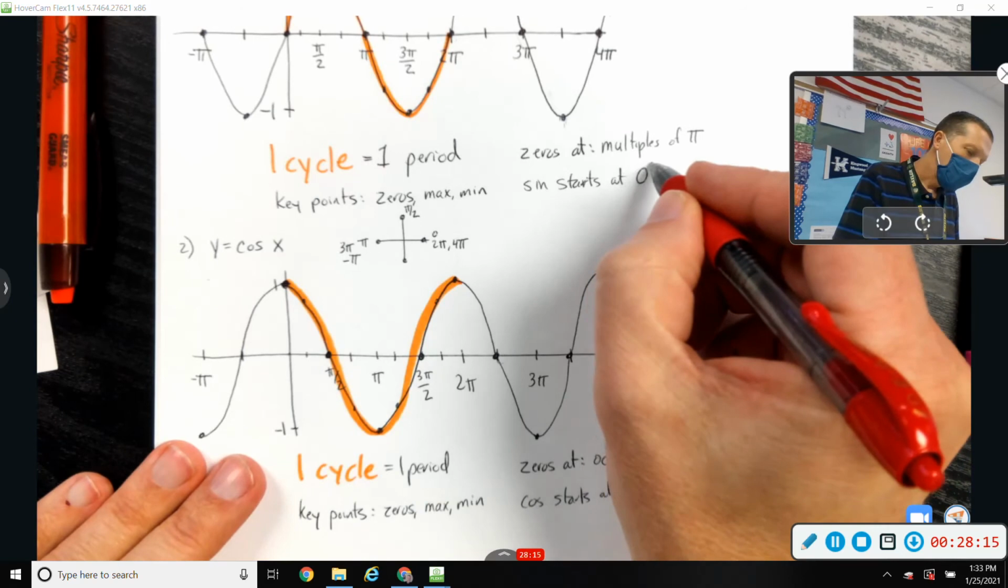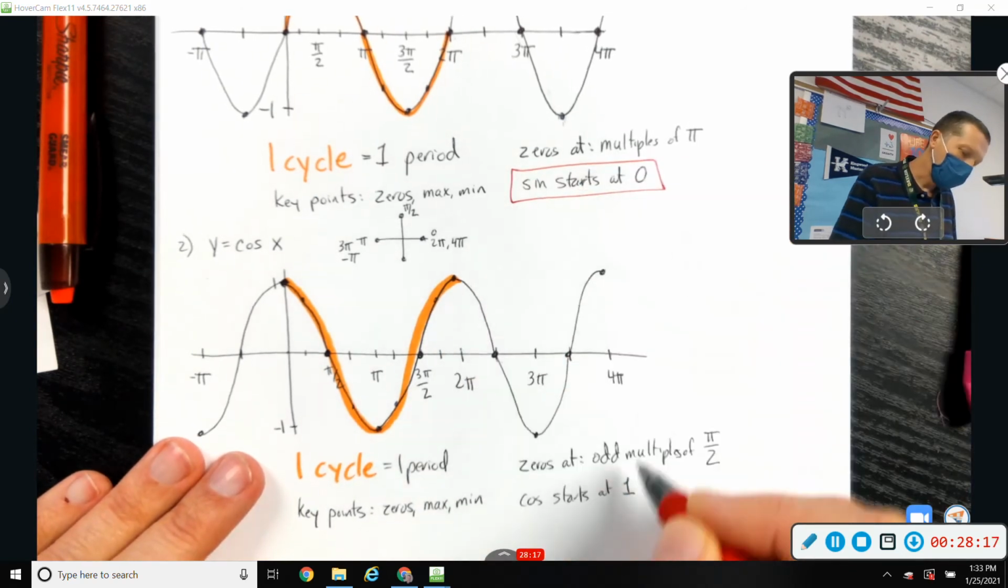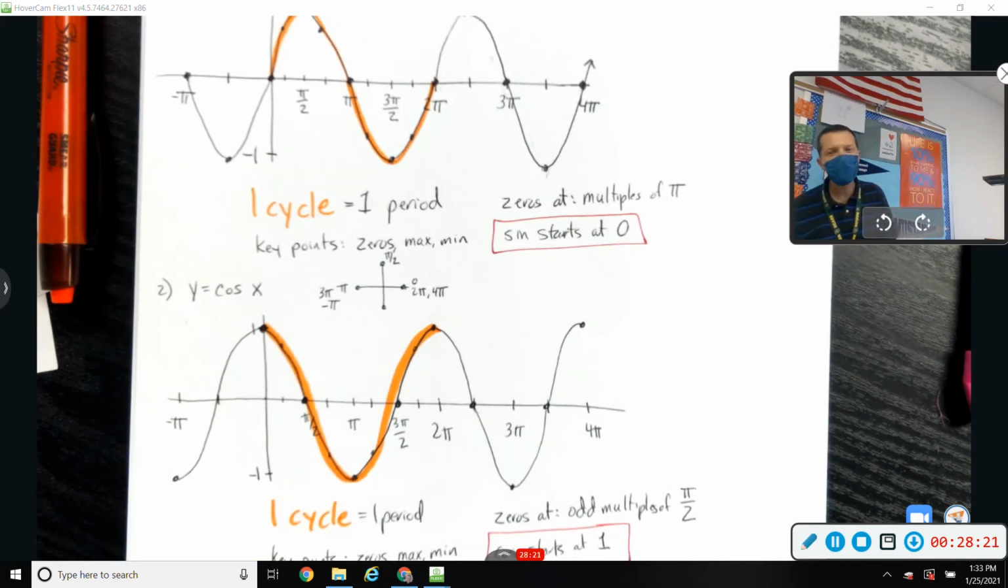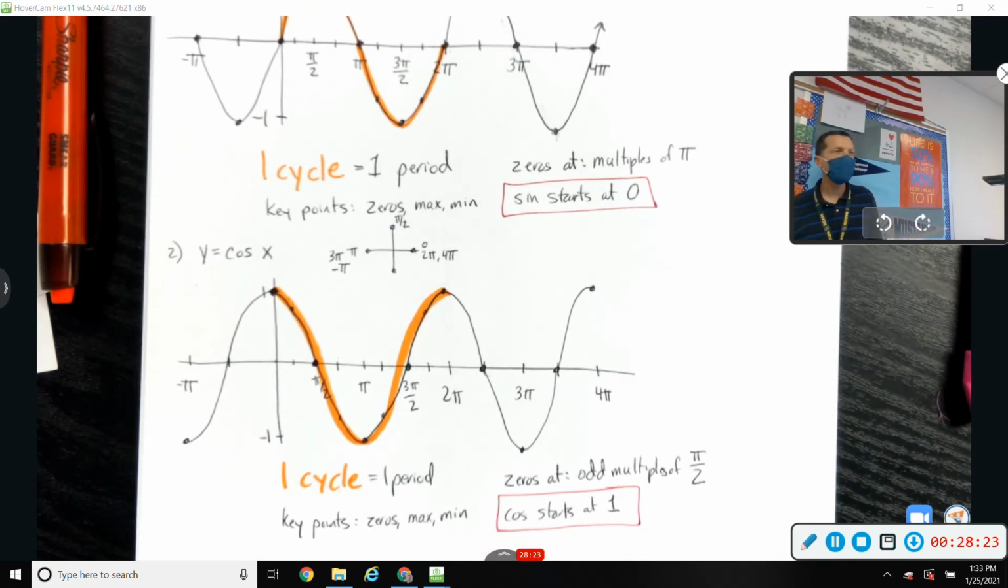Probably the most helpful when graphing them to tell them apart is remembering that sine starts at 0 and cosine starts at 1. If you could remember that much, then you know it starts over after 2 pi, and you can fill in whatever you need to in between. The big deal is get them started at the right spot, and then you'll probably be okay.